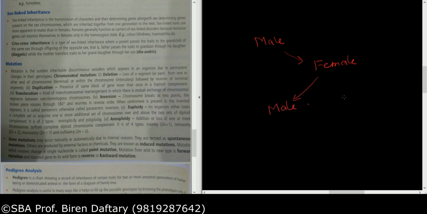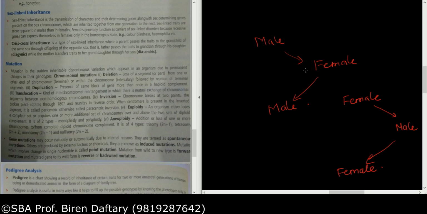Or suppose the female has a defective gene, she will pass the gene to a male, and again that male will pass it to a female. So this inheritance is called crisscross, because a male is passing the gene to a female, the female is again passing it to a male, and the male is again passing it to a female. So this is called a crisscross inheritance. Okay, so this is mostly seen in X-linked genes.